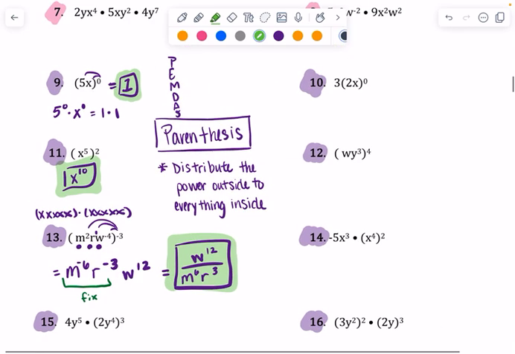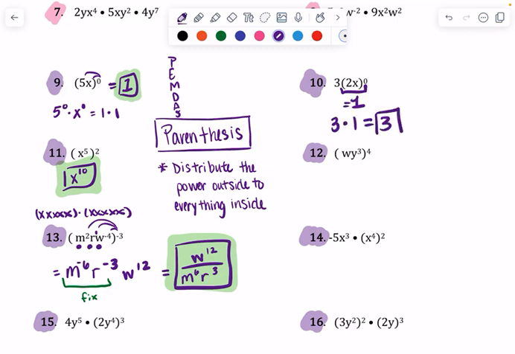All right, before we go down there, let's do 10, 12, and 14. So again, anything to the 0 power equals 1. So this 2x to the 0 power is equivalent to 1. So you got 3. Anything to the 0 power equals 1. If you need to multiply it with something else, then okay. But the part raised to the 0 power equals 1.